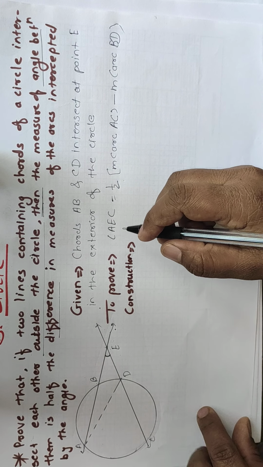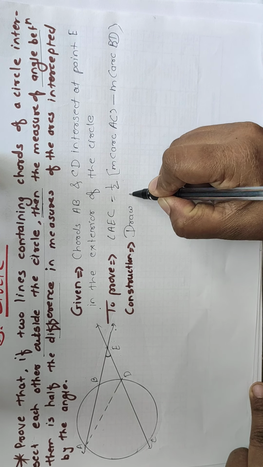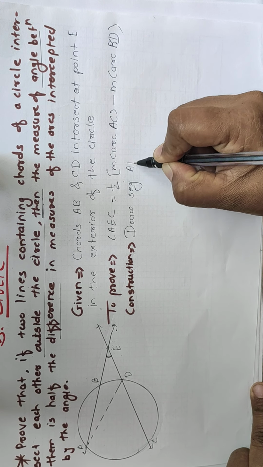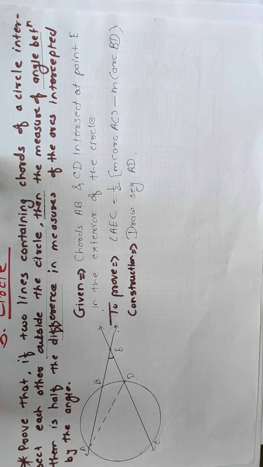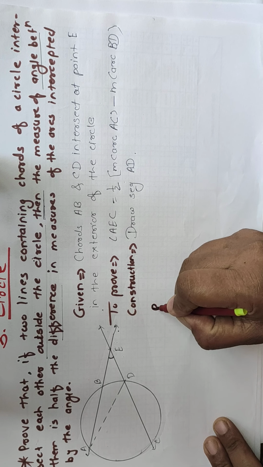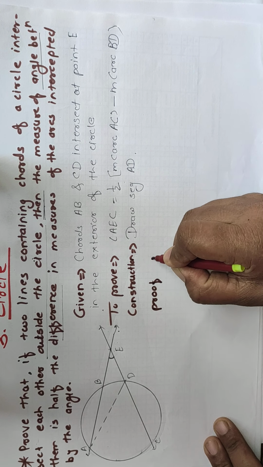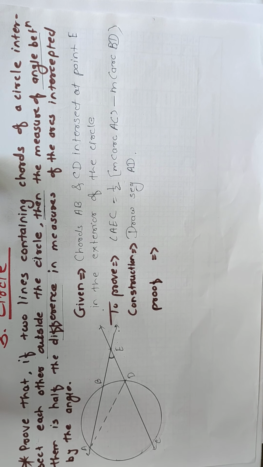So construction is that draw segment AD. Okay. So till that, what we had done, the construction. The next point of the theorem is what we have to prove. How will we prove this? First of all, I will explain in short, and then we will write it.